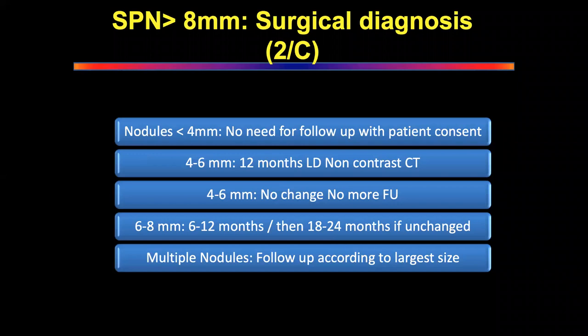And then discharge. If it is less than 4, no more. If it is 4 to 6, just one CT at 12 months. If it is 6 to 8, two CTs, one at 6 to 12 months, and 18 to 24 months. No change, discharge. And if there are multiple nodules, the size of the largest nodule matters.